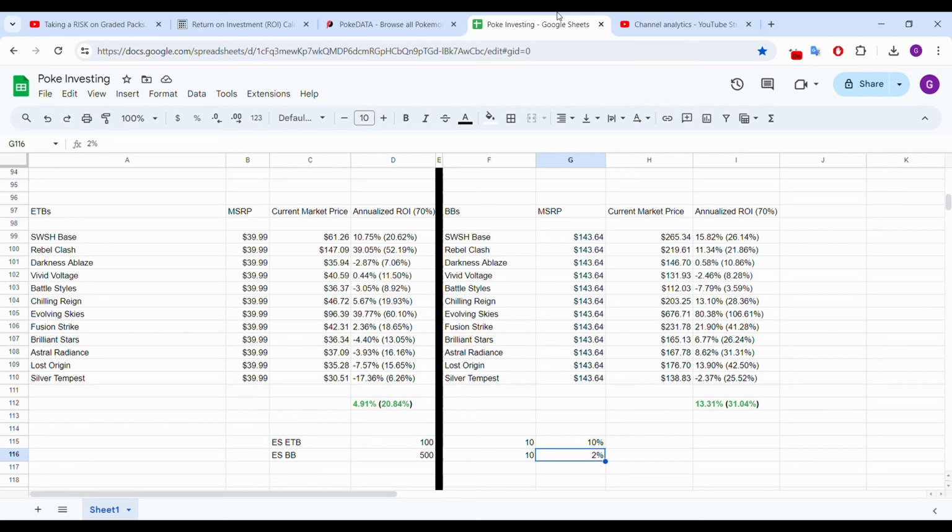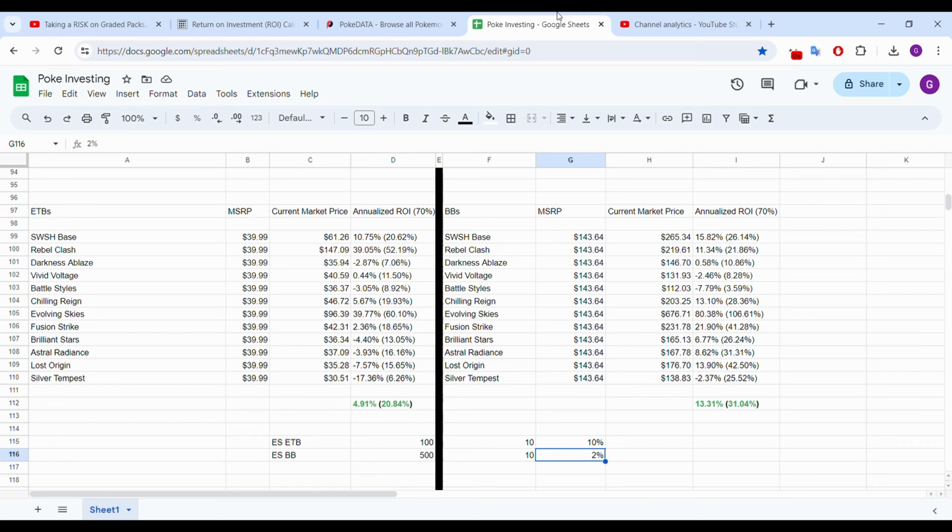And that's why I have such a big problem with this type of comment, because I don't think I'm leading people astray by telling them not to buy modern regular ETBs. So we're going to get into it. Basically, what we have here, ETBs on the left, booster boxes on the right. We have Sword and Shield base all the way to Silver Tempest.